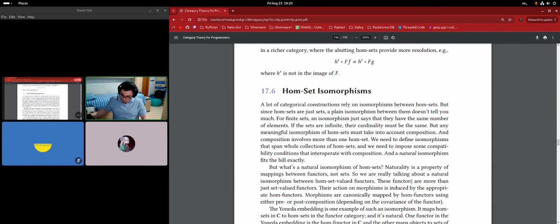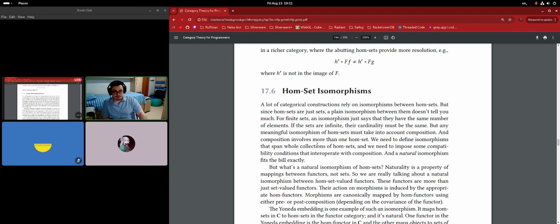So, hom set isomorphisms. This is actually very interesting because we know that a hom set is just a set, right? So it's a set of morphisms. That's what we have in there. But if you have a plain isomorphism between two hom sets, that doesn't tell you much, if anything, because if they are finite sets and you know that they are isomorphic, what does that mean? That means that they have the same number of elements. Cool. If they are infinite, the cardinality must be the same.